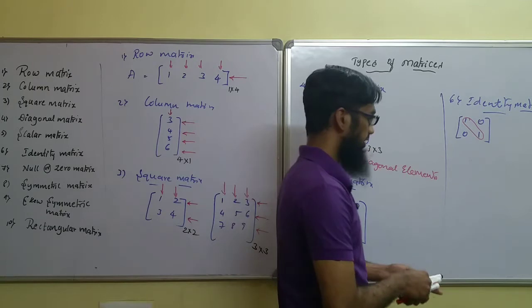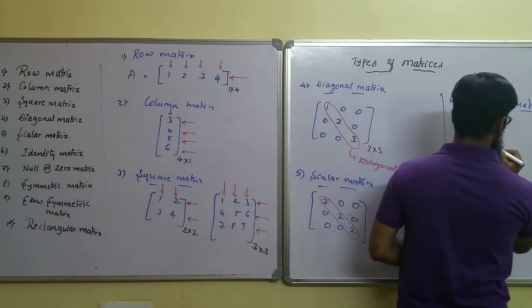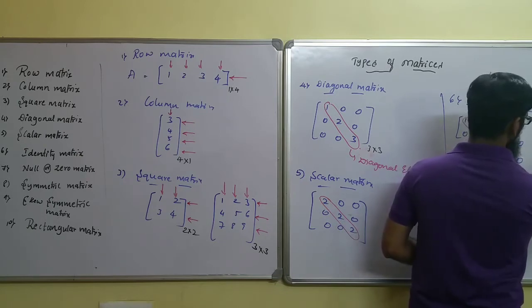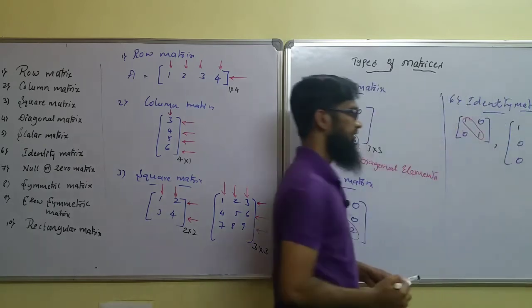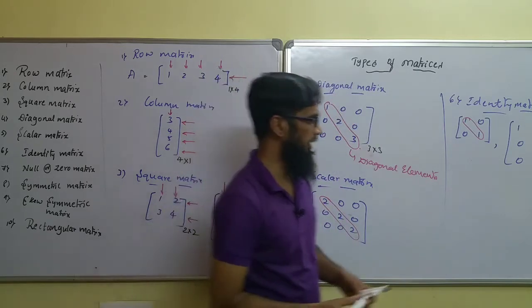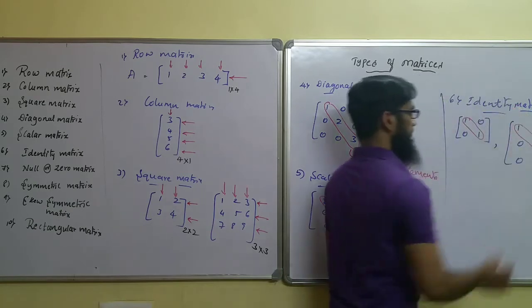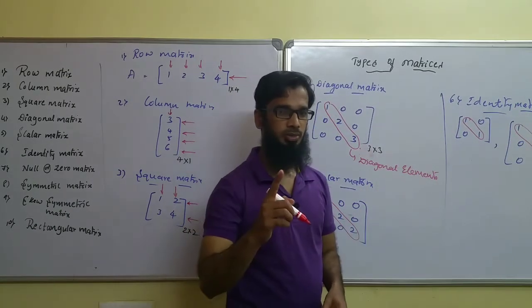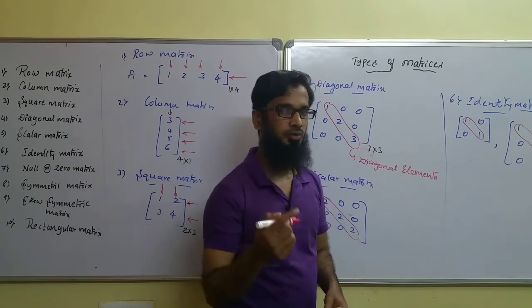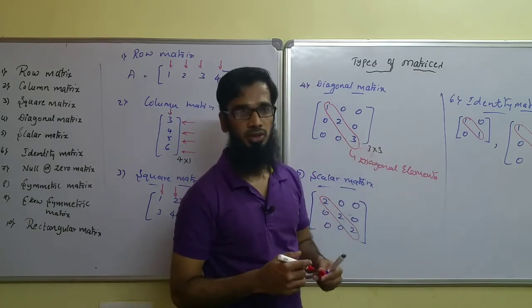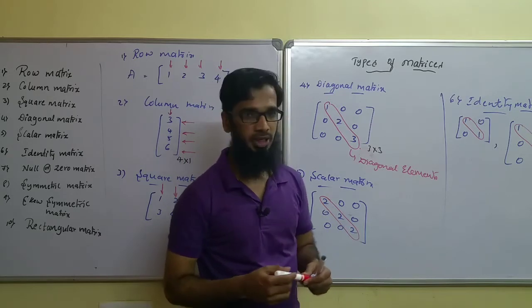If I am taking a 3 cross 3 matrix here, it is like 1 0 0, 0 1 0, 0 0 1. If I take the 3 cross 3 matrix, you just see the diagonal elements here again. These are the diagonal elements, and the number is always 1. That is called the identity matrix.